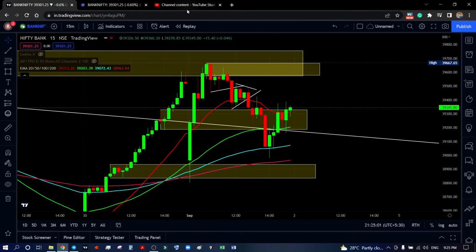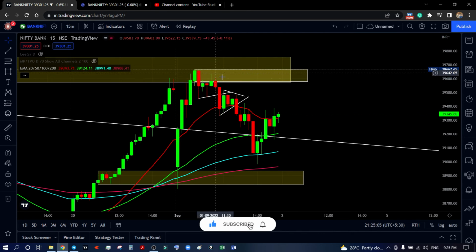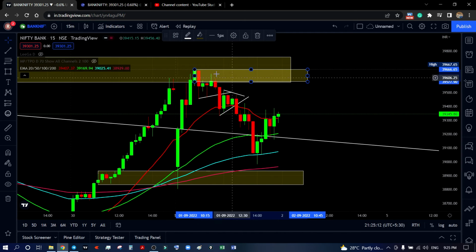Now let's discuss tomorrow. What we have to look for tomorrow. As market is reaching this supply zone, it again formed one supply zone like this. This supply zone, we have to look for this EDH and all over this supply zone.